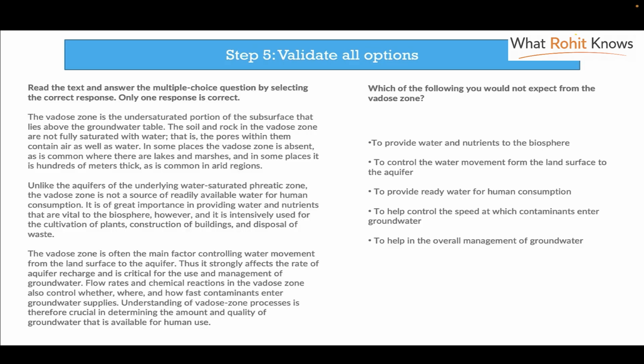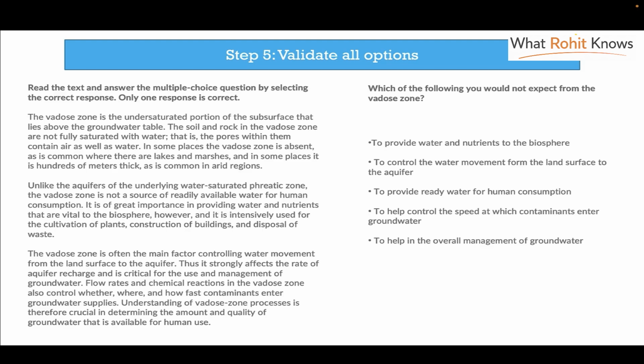Then one by one, when you go through these options and you arrive at option number 3, "to provide ready water for human consumption," look at where there is a mention of ready water or a mention of human consumption. Let me see, I'm looking at the last paragraph. The last sentence says, understanding of Vadose zone processes is therefore crucial in determining the amount and quality of groundwater that is available for human use. So it is something related to the availability of water for human consumption.